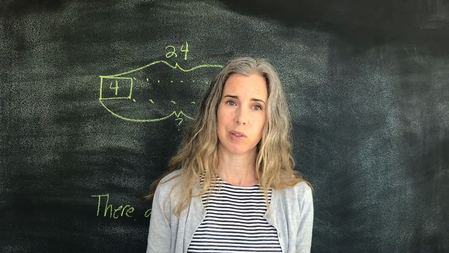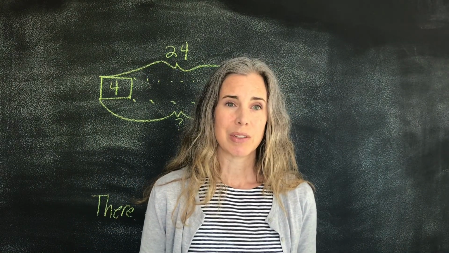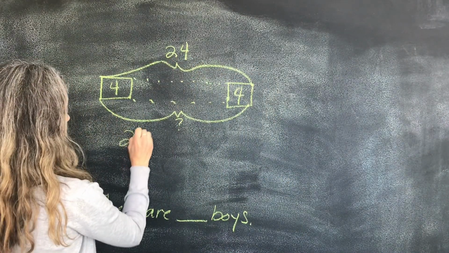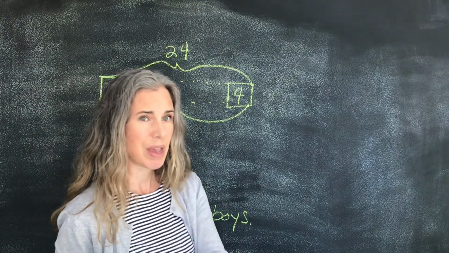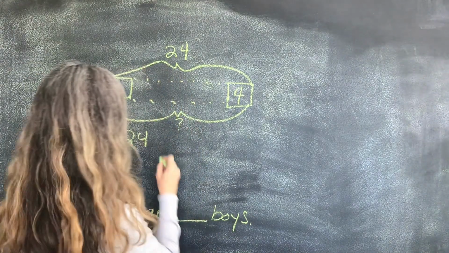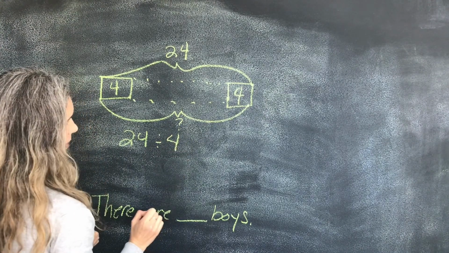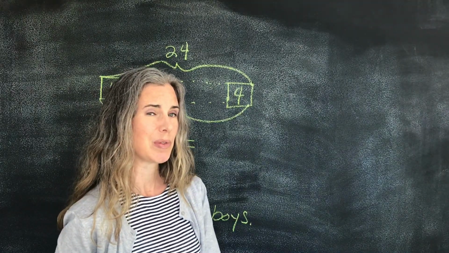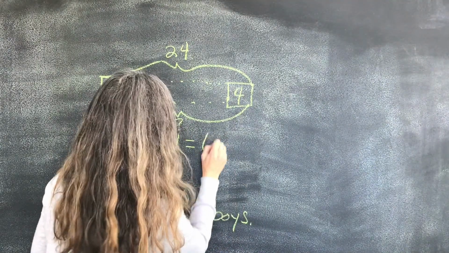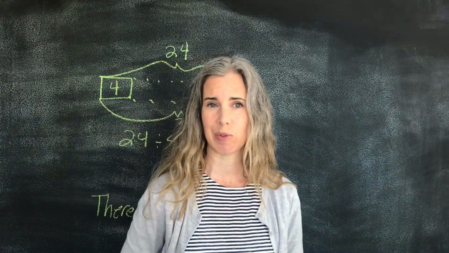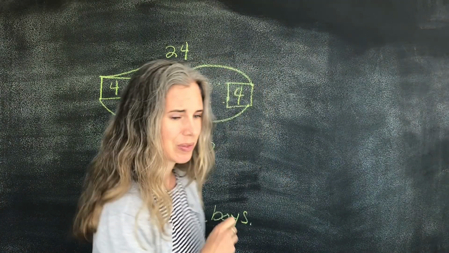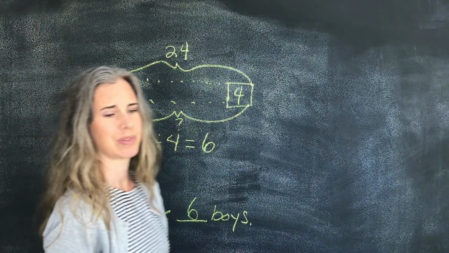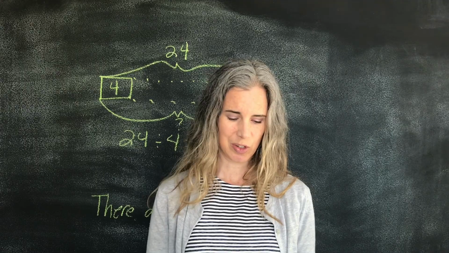Okay, so let's go ahead and write out our equation to help solve for this. So 24 grapes, dividing them out 4 at a time to each kid. Okay, 24 divided by 4. Now, 24 divided by 4 is 6. Okay, double check your math. What is 6 times 4? 24. All right, so there are 6 boys. All right, moving on to number 2.